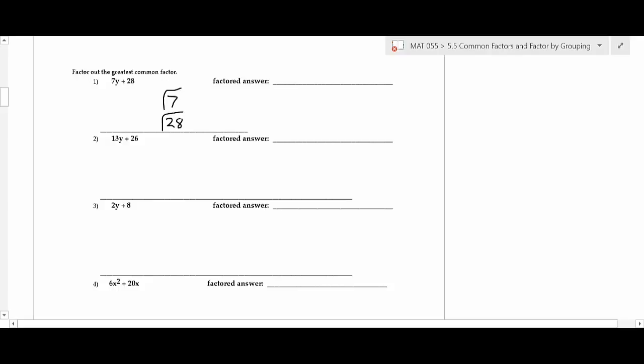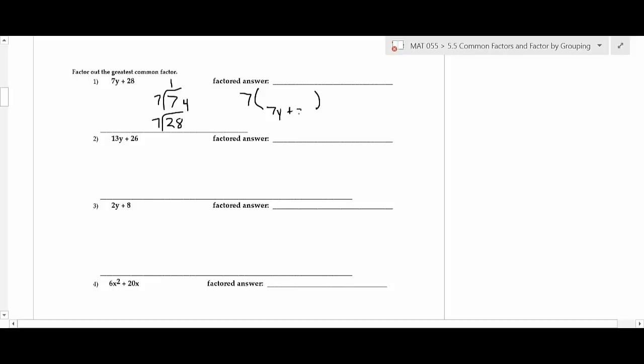What is it? 7. 7 goes into 7 one time, and 7 goes into 28 4 times. That's what you get, so that would be the greatest common factor. So you just write down the 7, and then you write down a blank parenthesis. You can either do this in your head, or you can do this. I don't care which. Your ultimate goal is to do the rest of it in your head, and with practice, it'll be an easy thing for you to do.